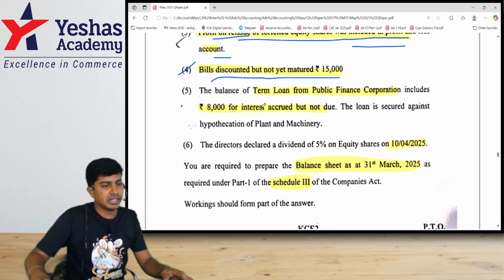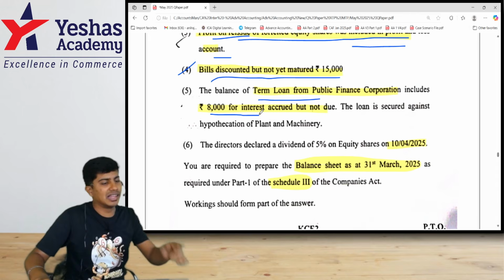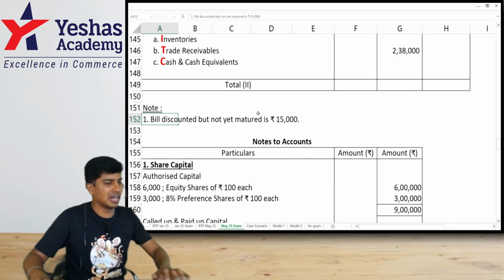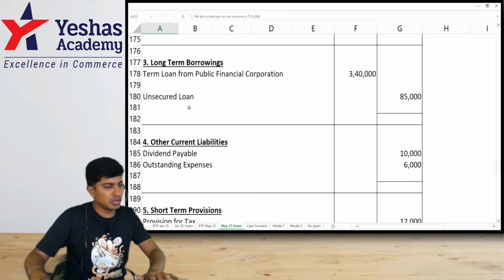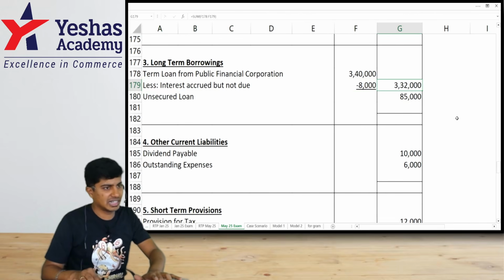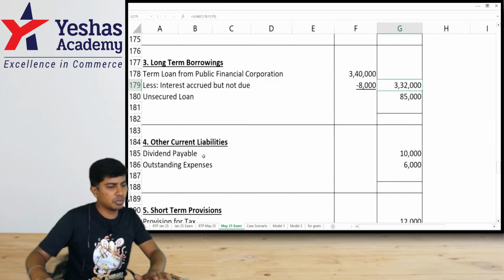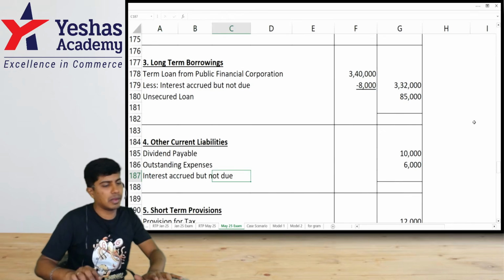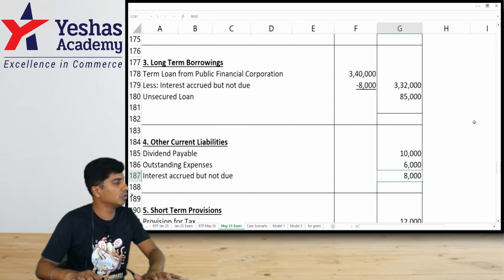What do we have after that? Term loan includes interest accrued but not due 8,000. This 8,000 should be deducted from our term loan. Here I have term loan, how much? 340. From that I will deduct interest accrued but not due 8,000. That if I deduct, I'll get 3,32,000. And this 8,000 should be written as other current liability, interest accrued but not due.